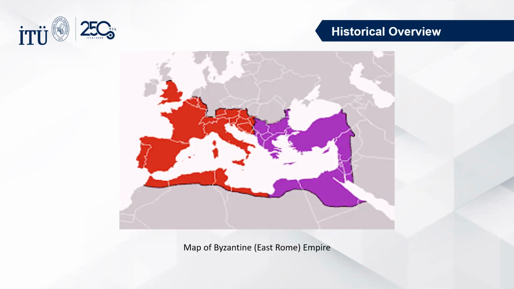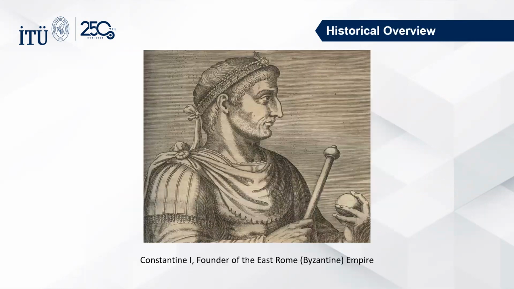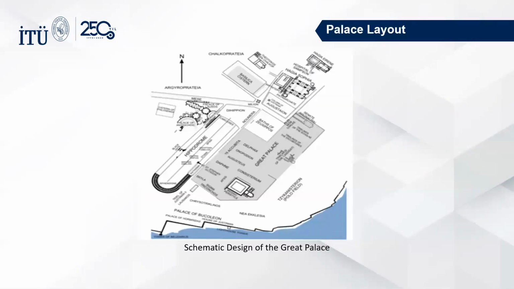And as you can see, East Roman Empire and West Roman Empire. East Roman Empire, also known as Byzantine Empire, was founded by Constantine I, and its capital was located in Constantinople, also known as Istanbul. And this is Constantine I, founder of the East Roman Empire, as I said. And this is the schematic design of the Great Palace. It's a bit blurry, but it consists of several parts, as I said before. And these parts have different functionalities, which might later be explained in detail.